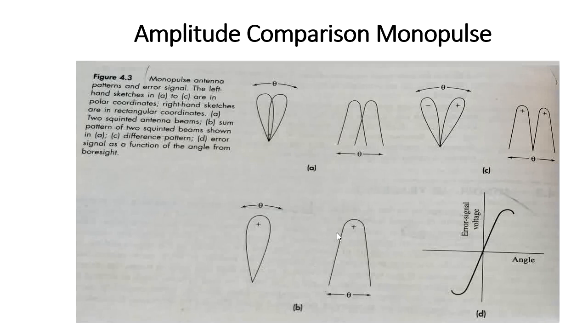Similarly, the main concept of the monopulse is that we need to calculate the angular error in order to change the antenna direction of the radar. That is represented as the phase difference, which we call the angular error. So this is the difference signal and this is the sum signal. Adding two signals we call the sum signal, and the difference of two signals we call the difference signal. By using these parameters only, we change the antenna direction of the radar here. And figure D represents the error signal as a function of the angle from the boresight here.